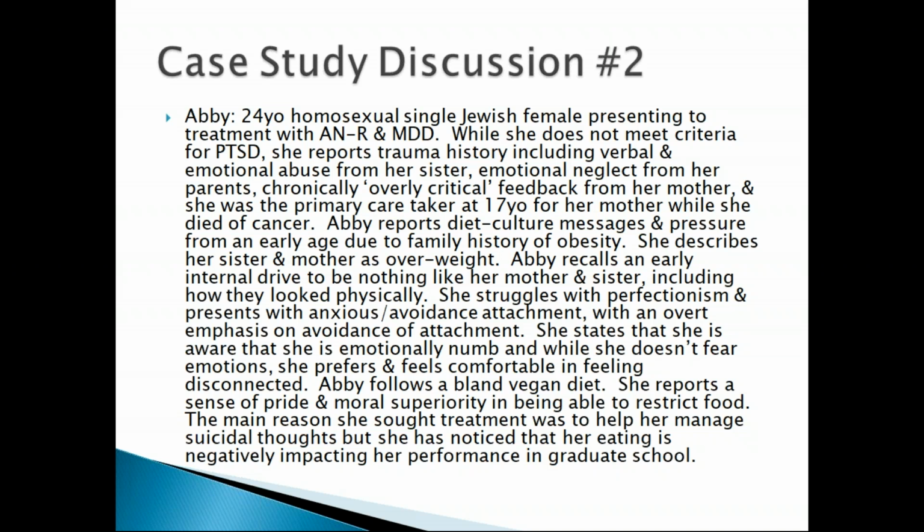Abby reports diet culture messages and pressure from an early age due to family history of obesity. She described her sister and mother as overweight, and Abby recalls an early internal drive to be nothing like her mother and sister, including how they looked physically. So she struggles now with perfectionism. She presents with anxious avoidant attachment with an overt emphasis on avoidance of attachment. She states that she is aware that she is emotionally numb, and while she doesn't fear emotions, she prefers and feels comfortable in feeling disconnected.